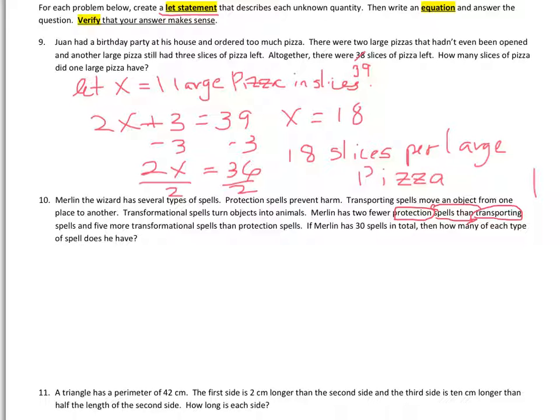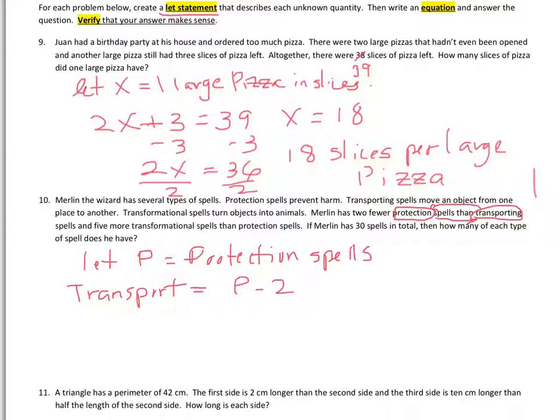So we're going to let P equal protection spells. Therefore, for transport, it's P minus 2. And for transform, it's P plus 5.